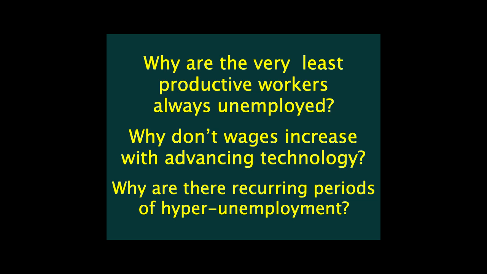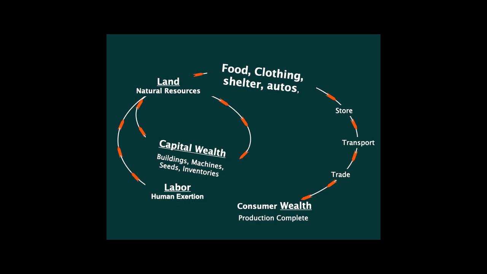So let's take a look at the production of wealth. Labor, mental and physical labor, applied to the natural resources. We combine them, we separate them, we change them in form or in place. First, we produce the capital wealth, buildings, machines, seeds and fertilizer, inventories, which give our labor a greater efficiency in producing food, clothing, shelter, automobiles, televisions, toasters, which we store, we transport, we trade, and finally we put in the hands of the ultimate consumer.